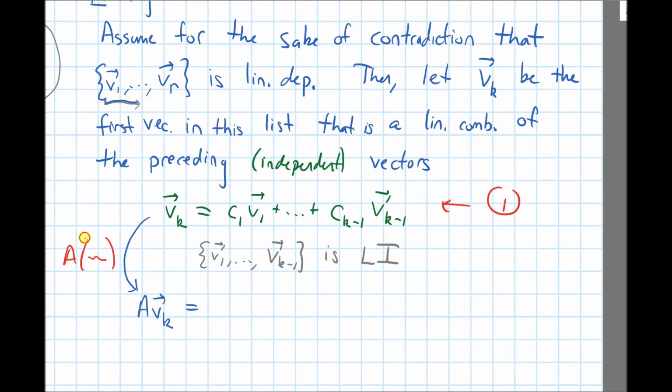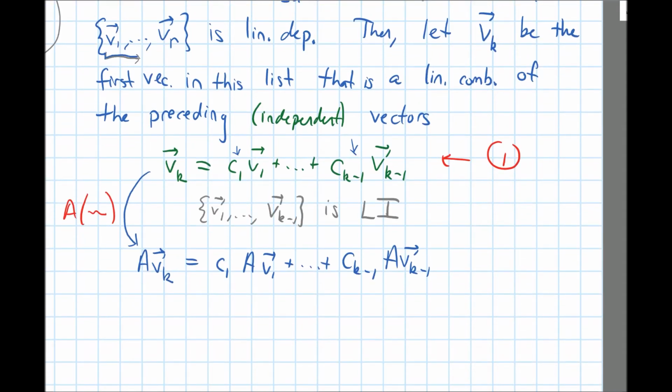On the right hand side, when I multiply by A, I can distribute A to each of these terms, and then use the property of linearity to say that this is C1 times A V1 plus ... plus Ck minus 1 times A times Vk minus 1.